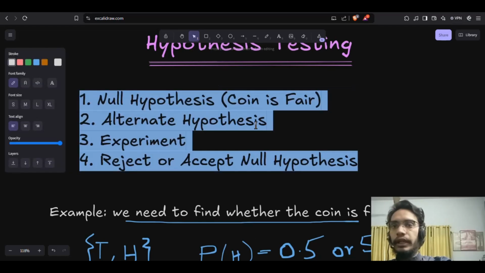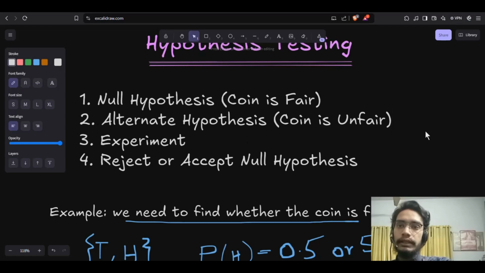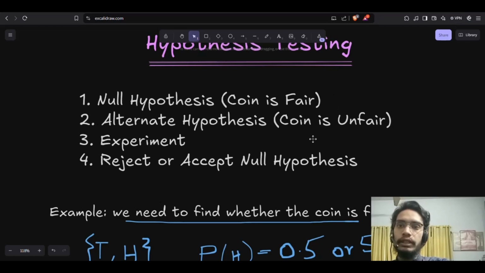Now, what is the alternate hypothesis? The alternate hypothesis is the reverse or the inverse of the null hypothesis. If your null hypothesis says that the coin is fair, then automatically your alternative hypothesis is that the coin is unfair. If the null hypothesis is that the coin is fair and the alternative hypothesis is that the coin is unfair, then we would do an experiment.